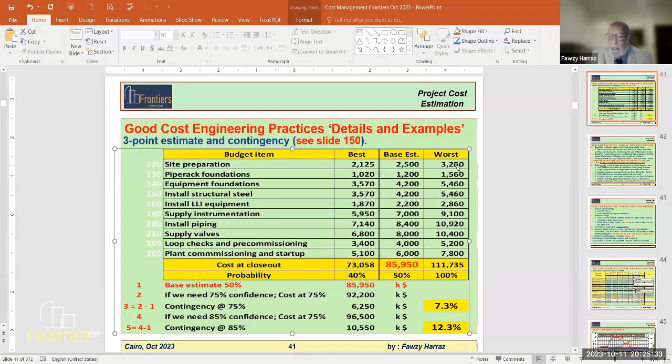So if I give you 1,300,000,000, you say, no, definitely this is it. This is the 90% confidence. Sure, not more than that. So it's even a decision. Shall we take 100 as a contingency, 150 or 300?